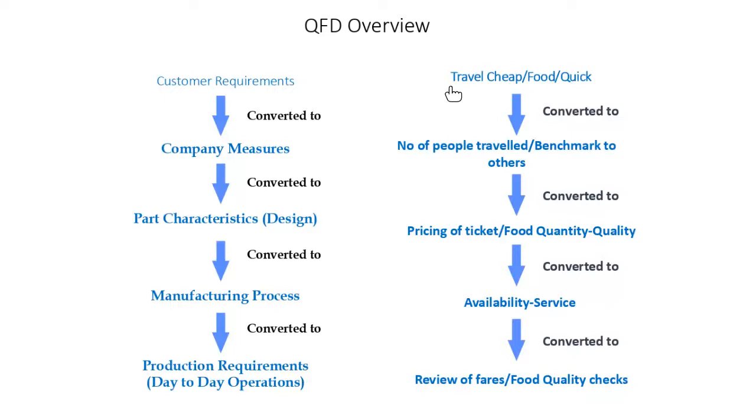There is an example here. For example, in a service industry, the traveling agencies have set the customer requirements as having a travel ship by the customers. It was converted into company measures, which is the number of people traveled, and benchmarked with other travel agencies and companies to see their prices. Then the pricing of the tickets is identified, and the food quantity and quality identified. Then the availability of the service and those options being available to the customer as it was set from the beginning. Then what you have to do is review the cost and the quality of the food, and check that all the time with other competitors.